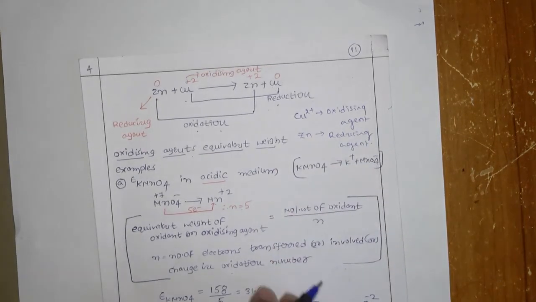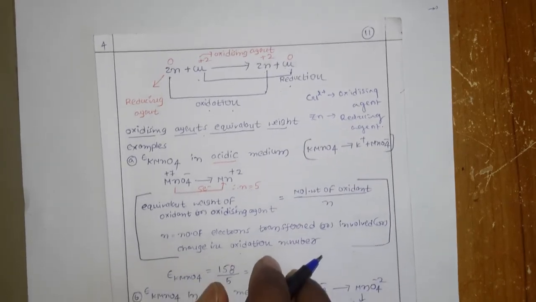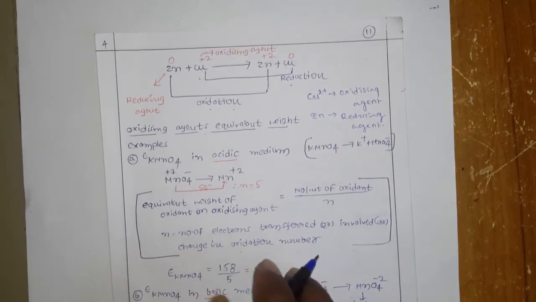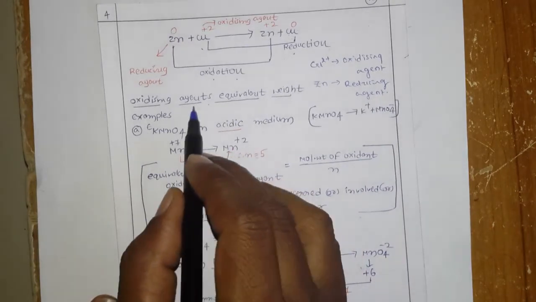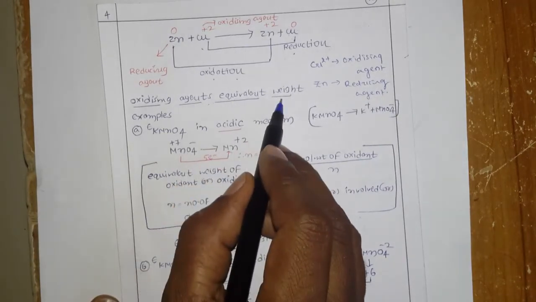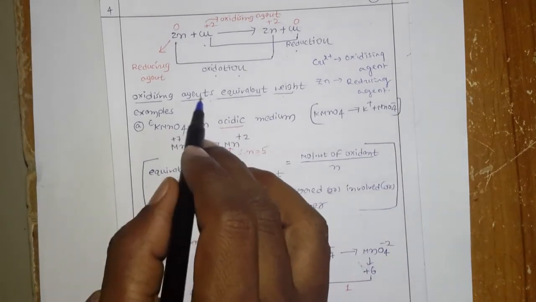Reducing agent. Okay, very simple. Now are you clear about this? Okay, now we can see the equivalent weight. First we can calculate the equivalent weight of the oxidizing agent.